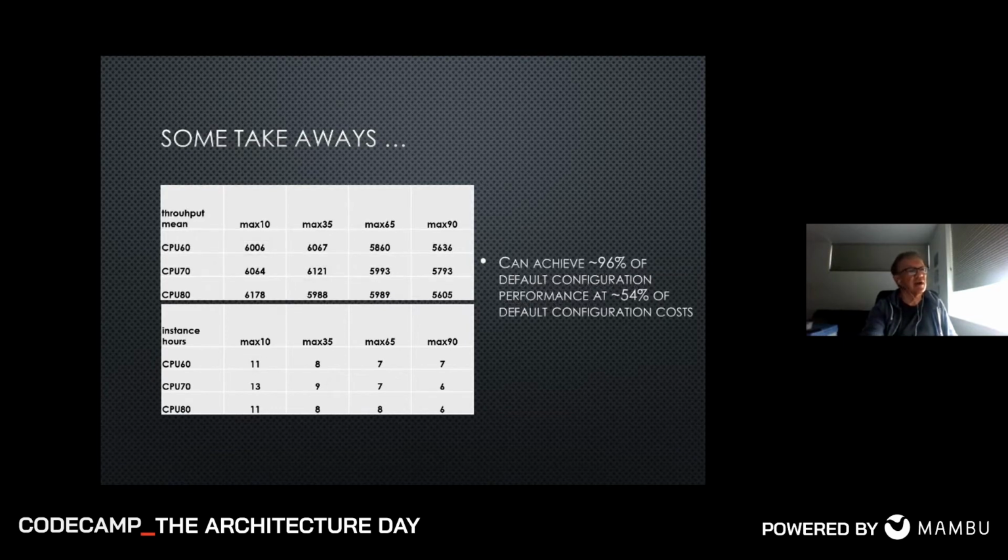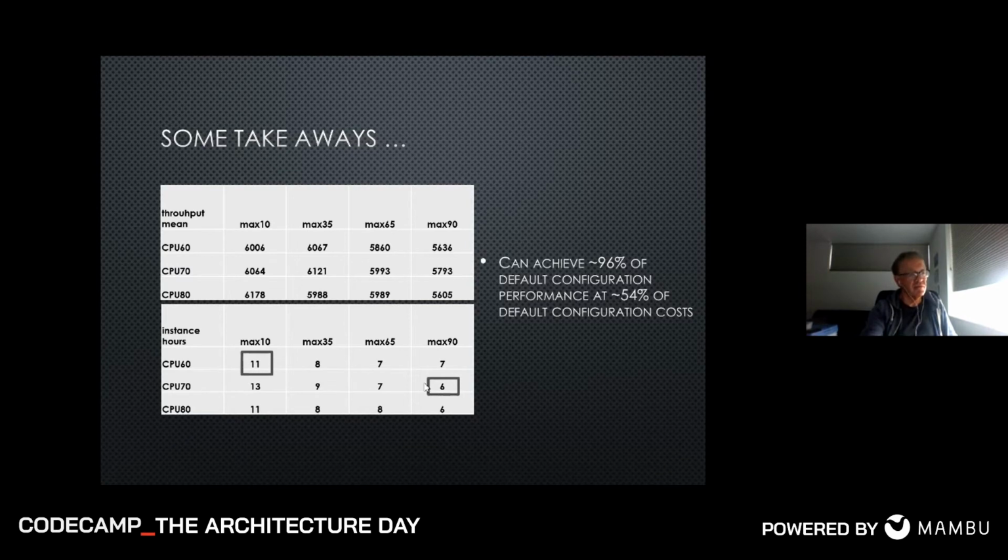Another takeaway, we look at, again, the default settings that you get out of the box if you just deploy your code, and we paid 11 instance hours. The lowest instance hours for any test we see is 6. So here we're saying we're going to allow a maximum of 90 concurrent requests and a CPU load of 70.